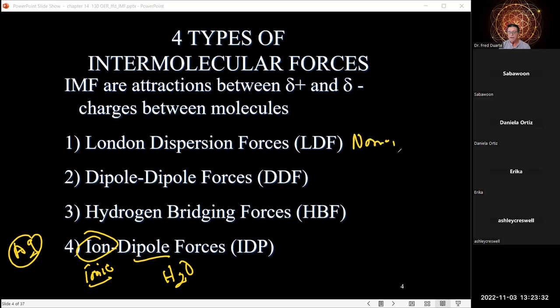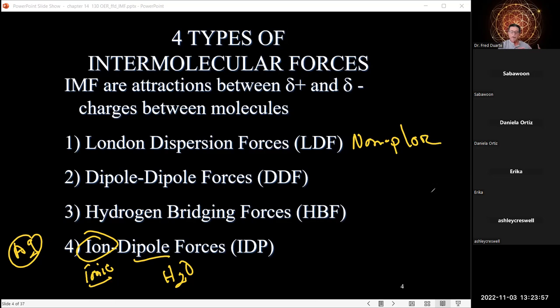All right, now for London dispersion forces, any compound that has been designated as a nonpolar compound, the only force they have are London dispersion forces. Okay? And so here we go. We've got to refresh our memory. How do we define polarity of the molecule? Well, we look at the bonds.